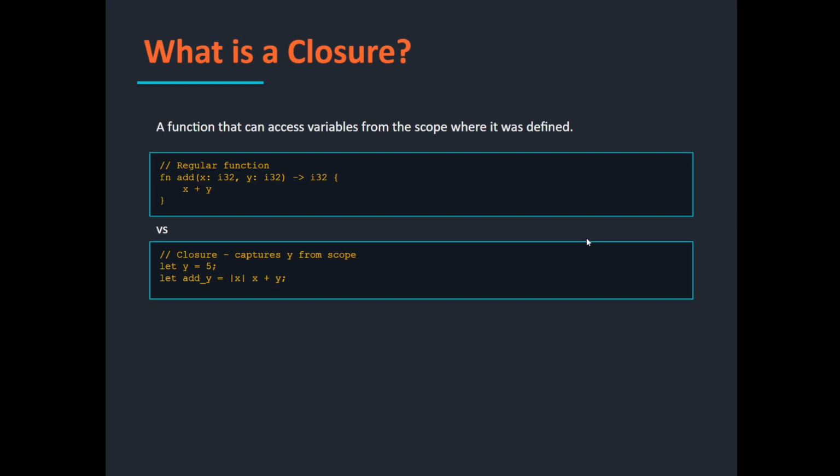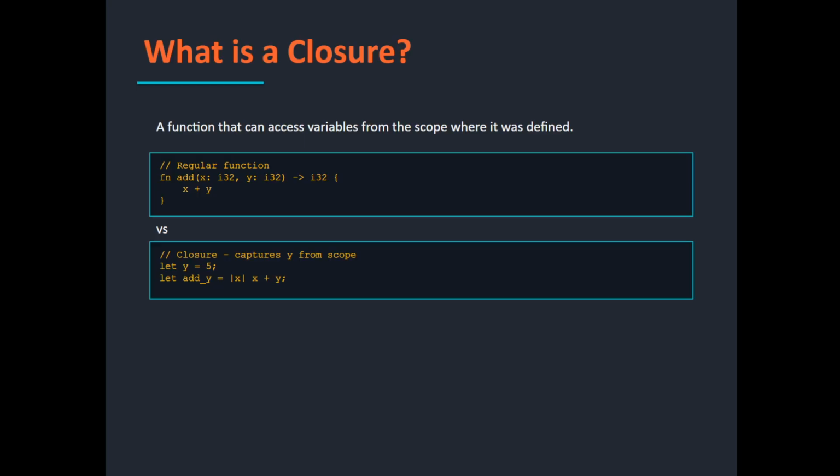What even is a closure, right? Let's start simple. A closure is a function that can access variables from the scope where it was defined. That's it. Here is a normal function in front of you, like an add function. This function takes two parameters. It doesn't remember anything about the outside world, but a closure is different. Like the second one, the closure captures y from the surrounding scope. Every time you call add y, it uses the y that existed when the closure was defined, not when it is called. That's the core idea.